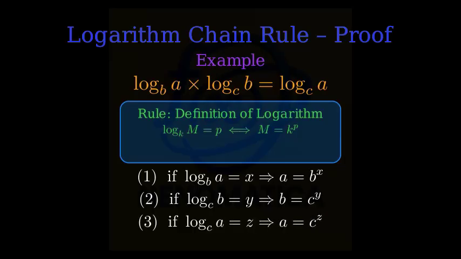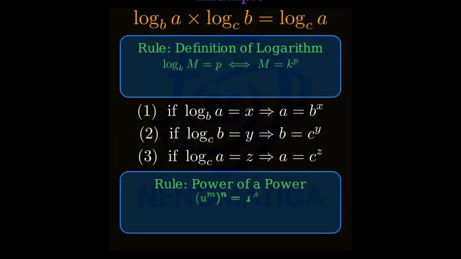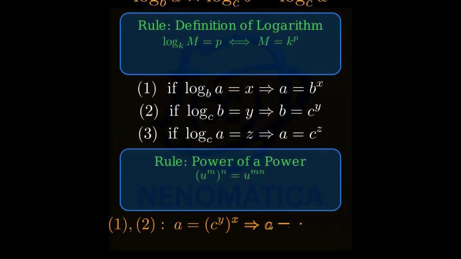Step 2. Substitute equation 2 into equation 1. We use the power of a power rule. From 1 and 2 we get a equals c to the y, all raised to the x, which simplifies to a equals c to the xy. We will label this as equation 4.